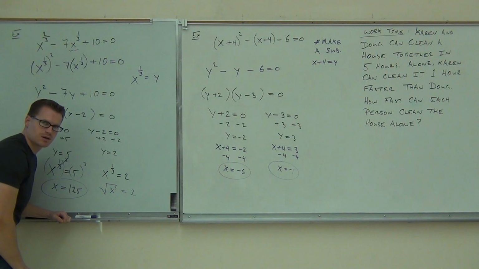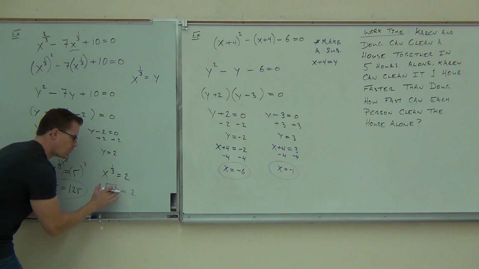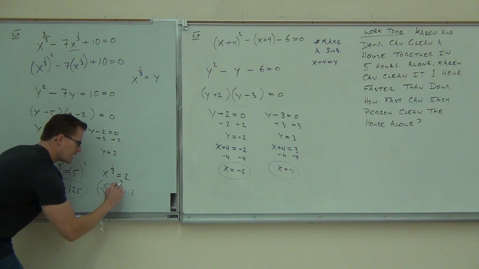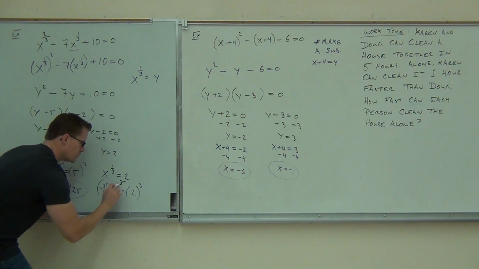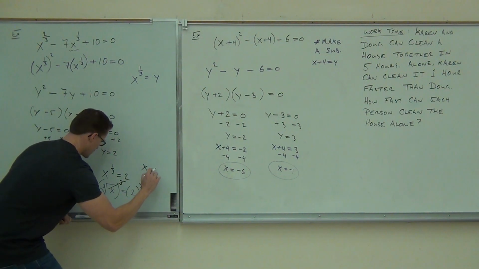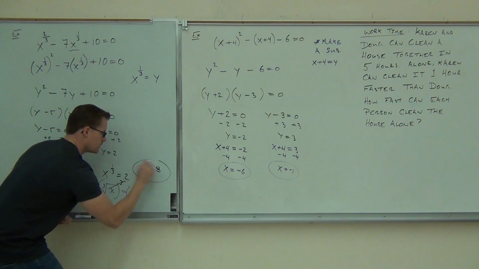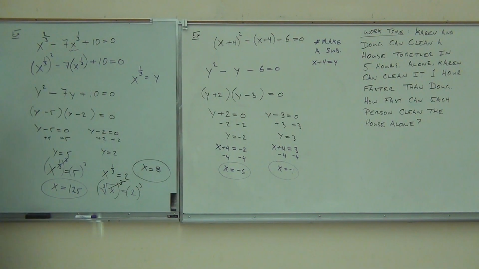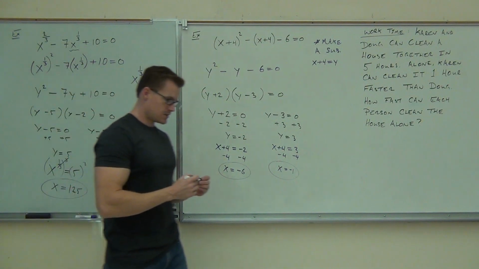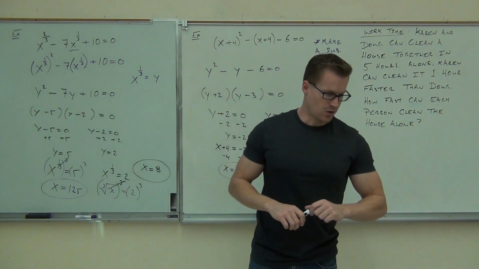Right, is that going to be the same thing? No. You have to know that 1/3 means a cube root of x. And then say, oh yes, a third power gets rid of a cube root, we get x equals 8. X equals 125 and x equals 8. And those are our two solutions.